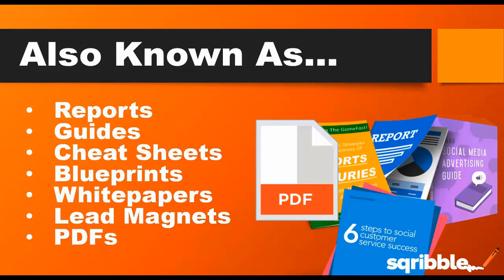Now, ebook is a broad term, and they're also known as reports, guides, cheat sheets, blueprints, white papers, lead magnets, PDFs, and so on. So it's quite a broad term, and all of this you can actually create with Sqribble.